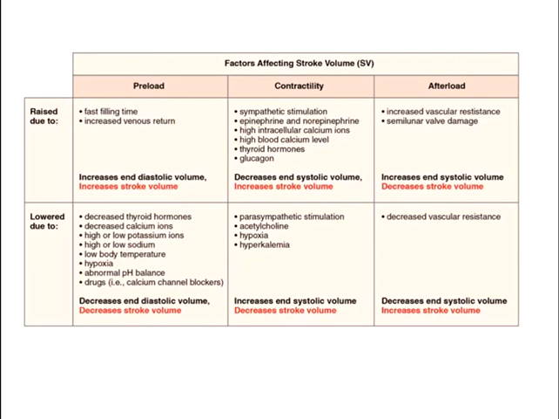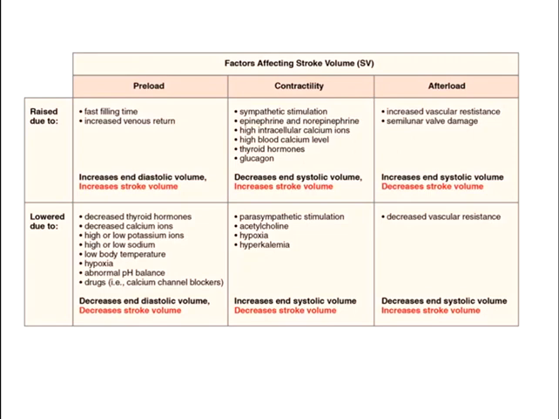All right, so this is just a good overview of the factors that are affecting stroke volume. Things that will cause an increase in stroke volume would be if the preload has a fast filling time and if there's an increased venous return. So we're going to see an increase in the EDV, which is the end diastolic volume. And we're also going to see an increase in the stroke volume.